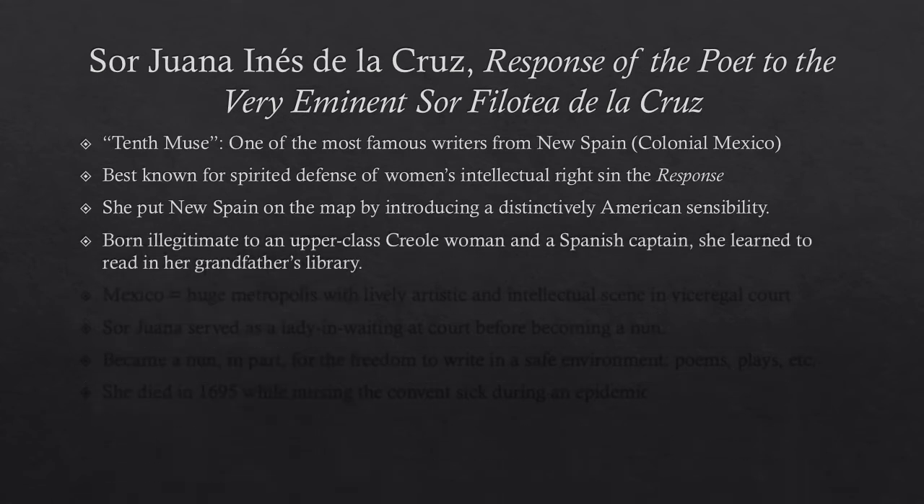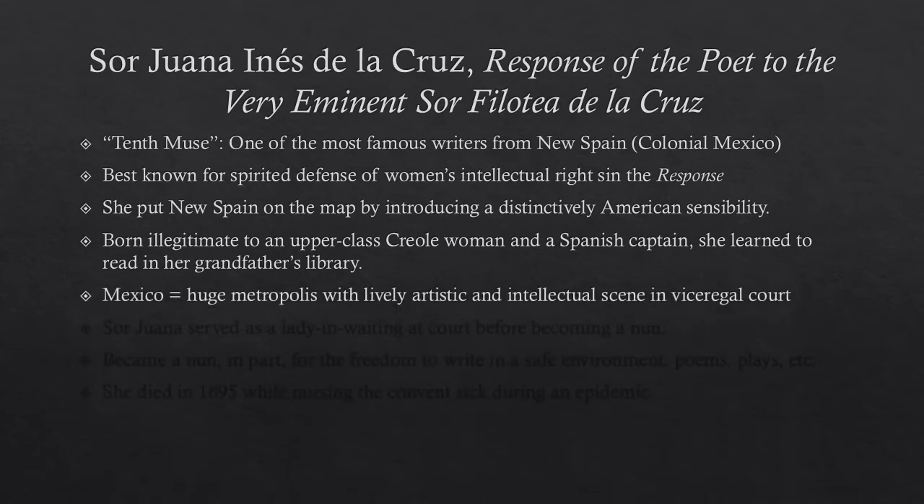She was born illegitimate to an upper-class Creole woman and a Spanish captain. So these kinds of relationships were prominent all the time in New Spain or the colonial Americas, and illustrate how complicated life was there living in a colonial place. We're going to talk about imperialism much more later in the class. We're just getting a brief glimpse into it here. But so she wouldn't have had access to the normal means of education for anyone, but even for a high-born woman. And so she learned to read in her grandfather's library.